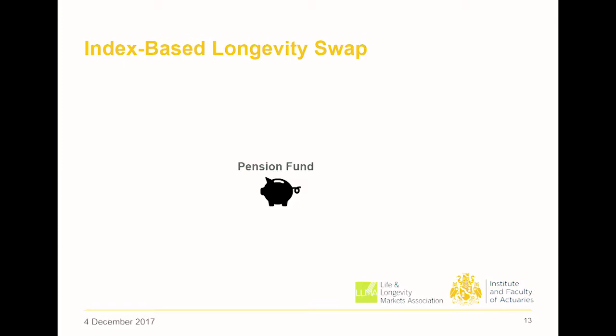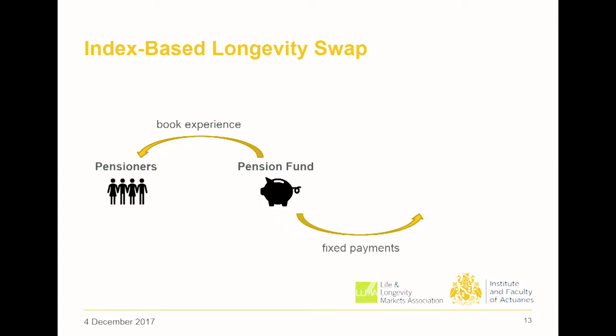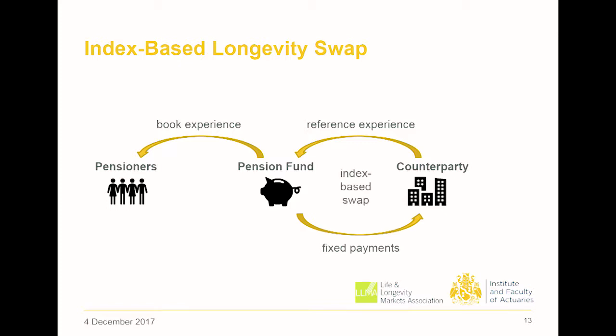Consider a pension fund which pays pensions to the pensioners, and these payments depend on the book experience. At the same time, if this fund enters into an index-based swap with a certain counterparty and makes fixed regular payments, in return, the fund receives floating payments from the counterparty, and these payments depend on the reference experience. Clearly, the two sets of cash flows would not be perfectly matched due to demographic basis risk, sampling basis risk, and structural basis risk as mentioned earlier.